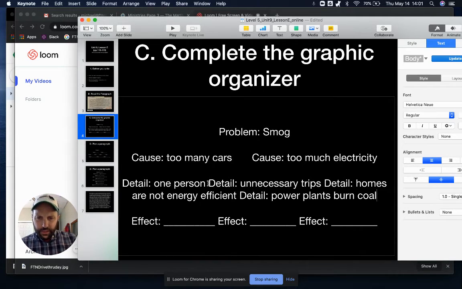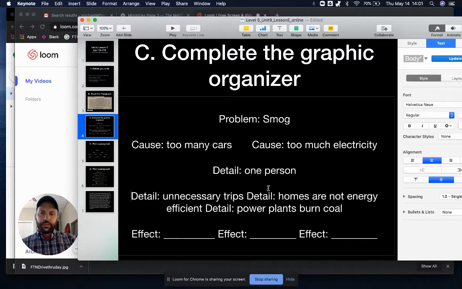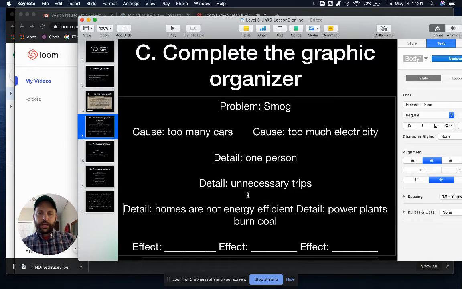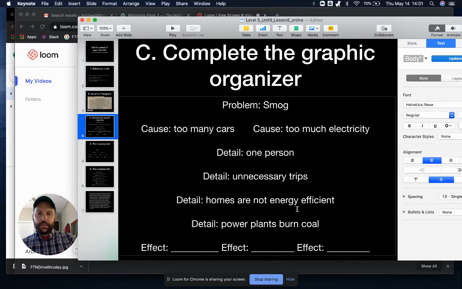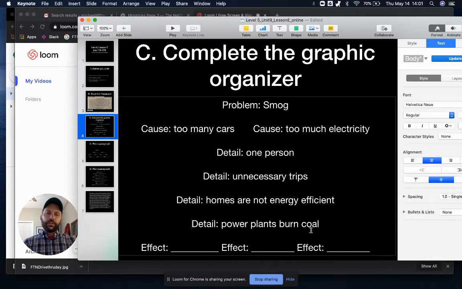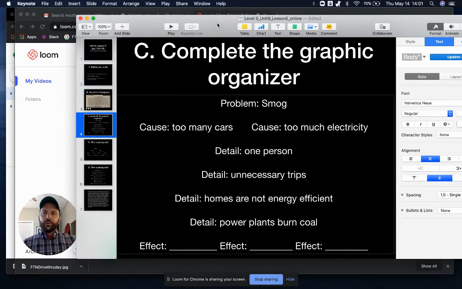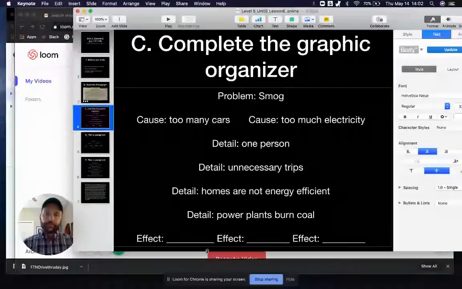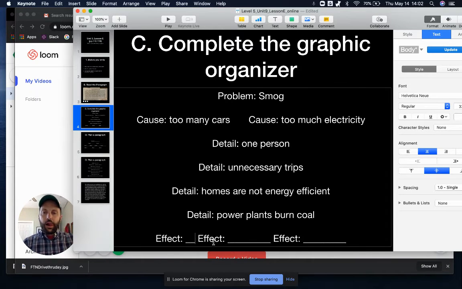So again, it's not exactly how it should look, but something like that. So these first two details go with this first cause. They help explain that cause. These next two details help explain the second cause. Okay? And then finally, what are the effects? Well, you go back to the paragraph.